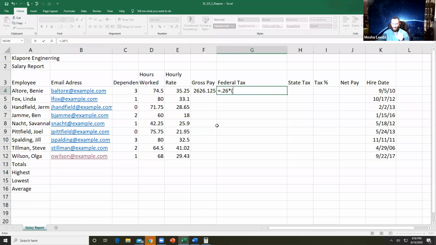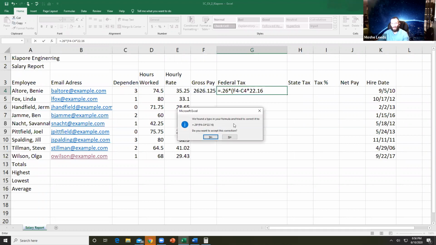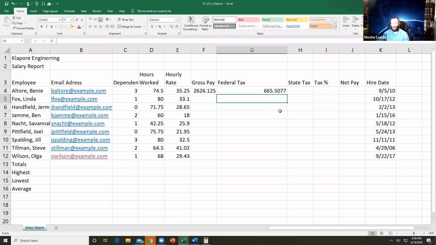So what am I doing? I'm taking the gross pay, I'm going to minus my dependents, and I'm going to multiply that by 22.16. Now I'm going to have to close. Watch, if I press enter, it tells me we found a typo in your formula and tried to correct it. What did it do? Notice it added a parenthesis, because whenever you add a parenthesis, you've got to close it out. Otherwise, Excel doesn't know when to finish the formula. So here it says, hey, you forgot to close a parenthesis. Do you want us to correct it? Yes. And then voila, that is the amount of money that you're going to pay.